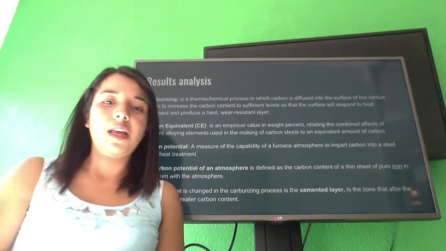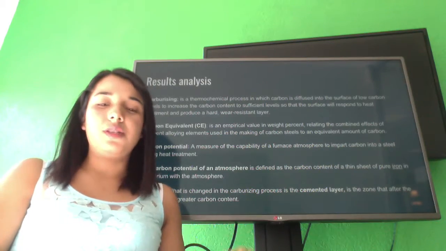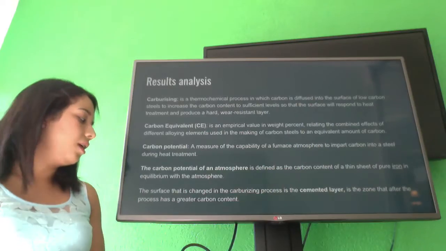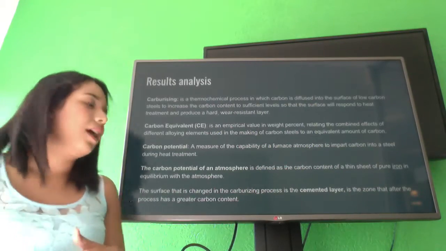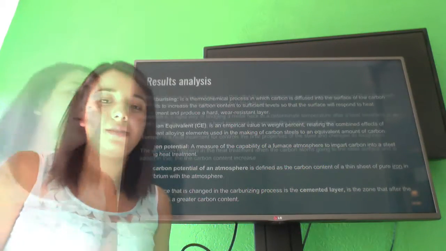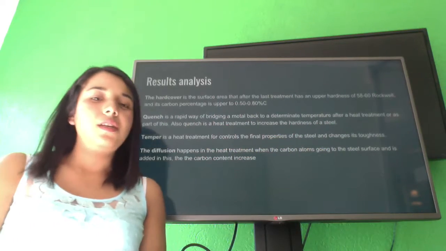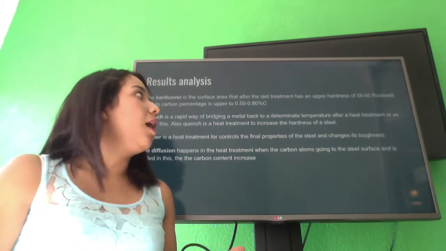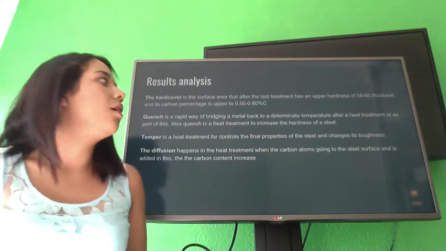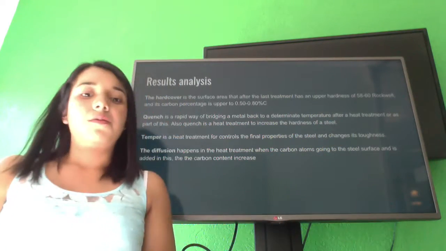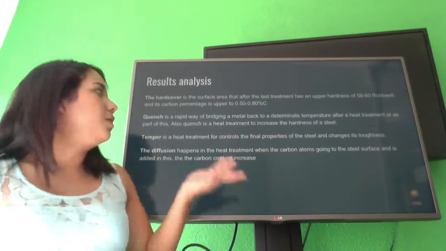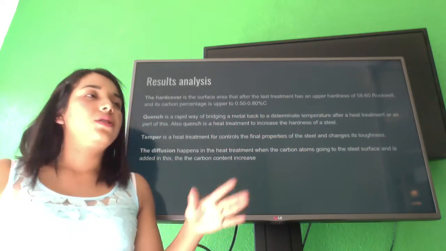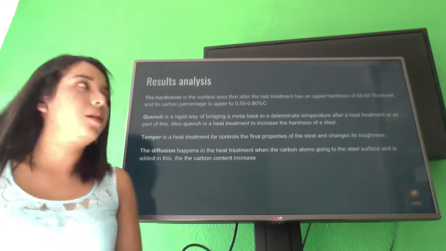And the surface that is changed in the carburizing process is the cemented layer. It's the zone that is affected after the process and has a greater carbon content. The hard cover is the surface area that after the heat treatment has a higher hardness, like 58 or 60 in Rockwell, and the carbon percentage is above 0.5 to 0.8 percent.